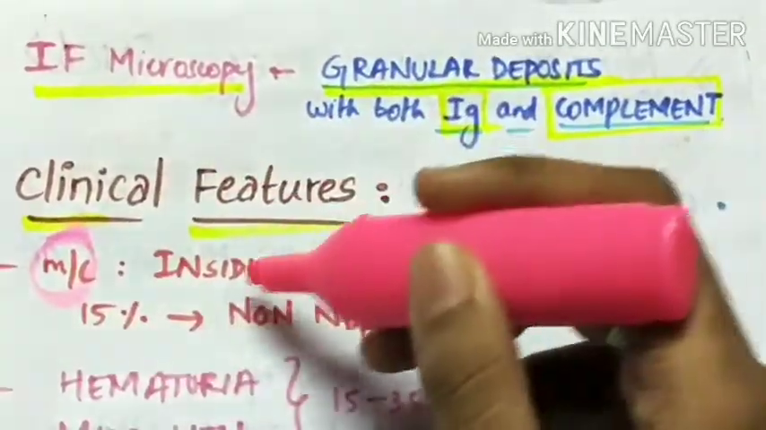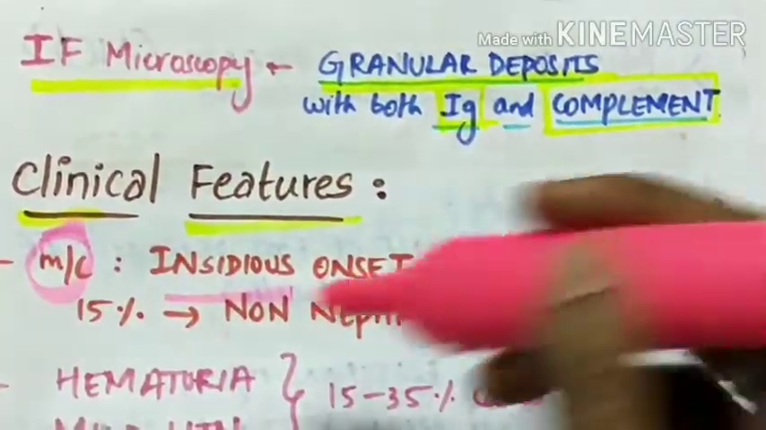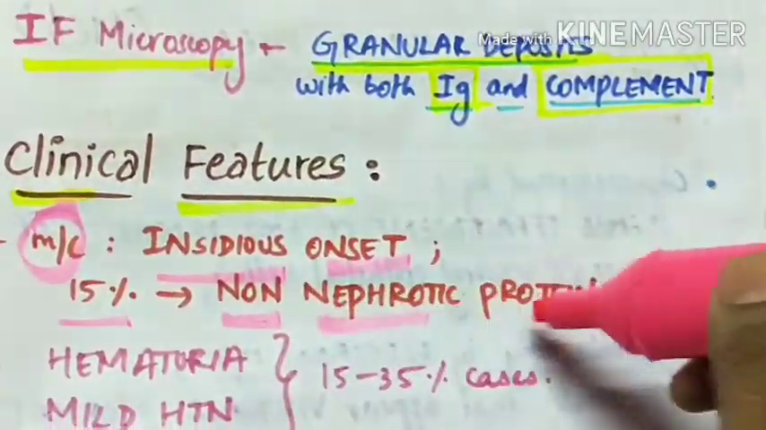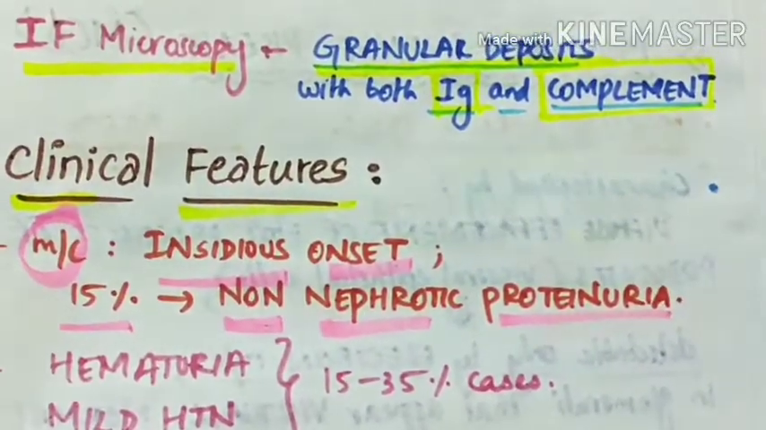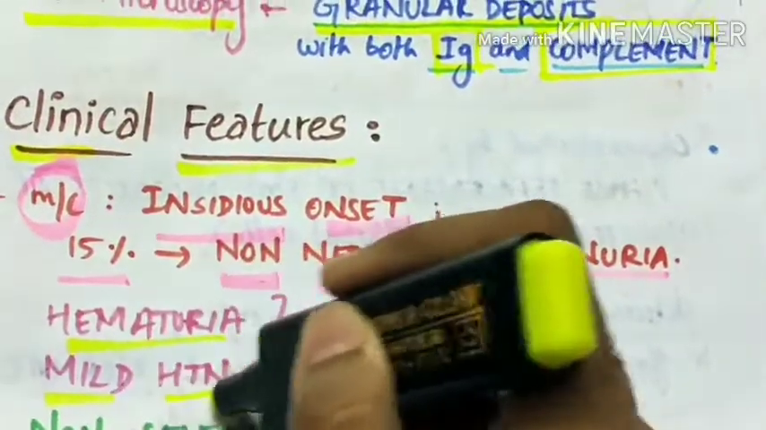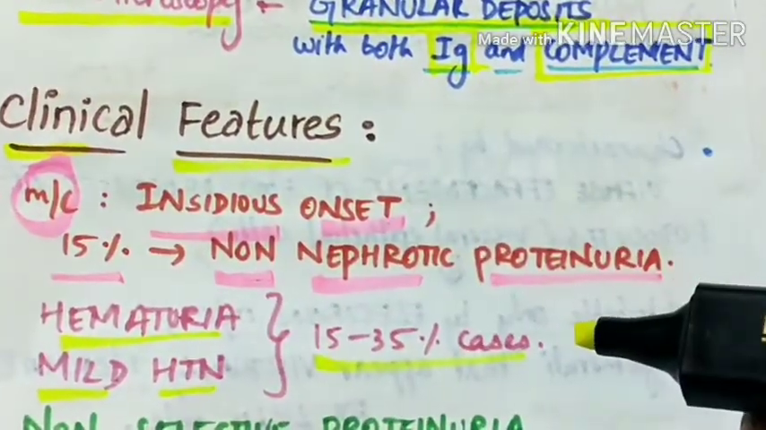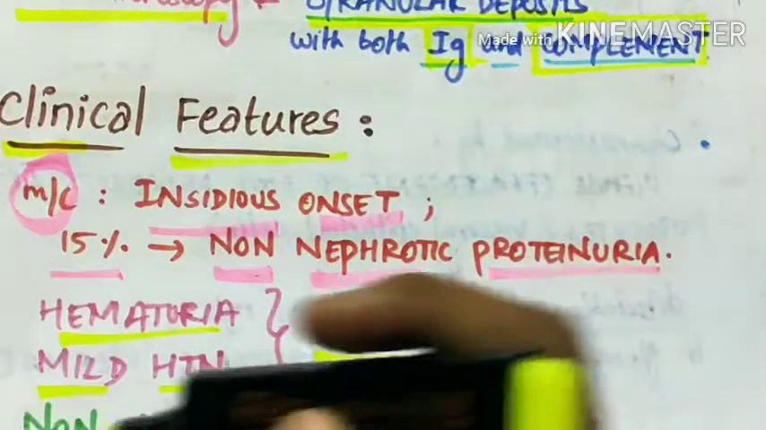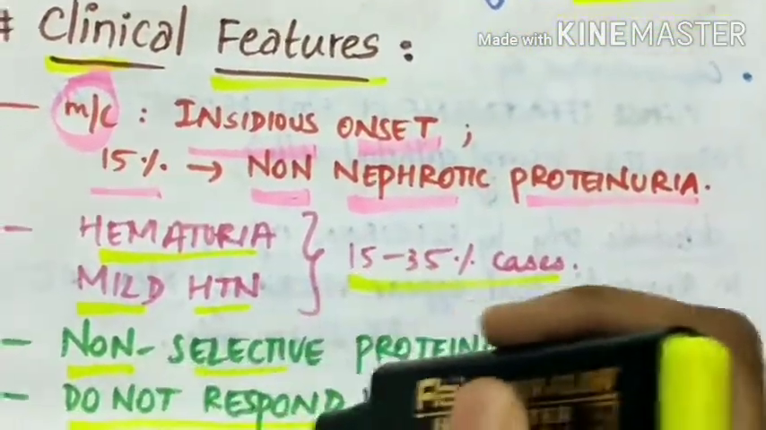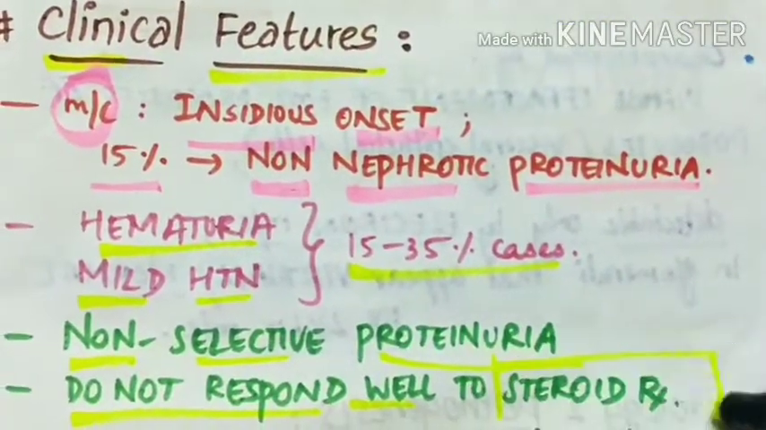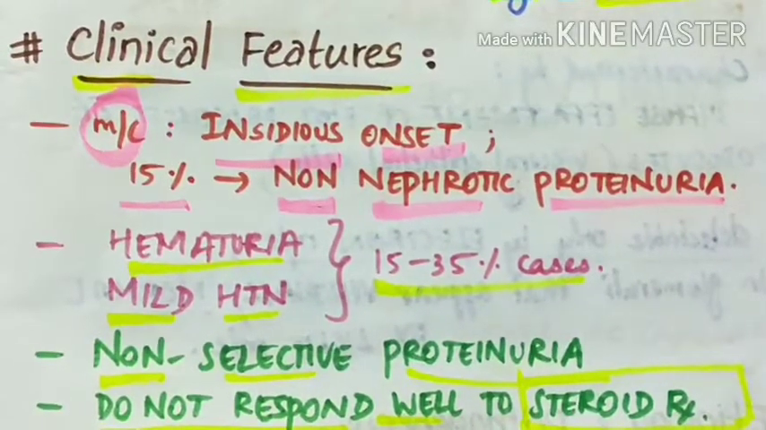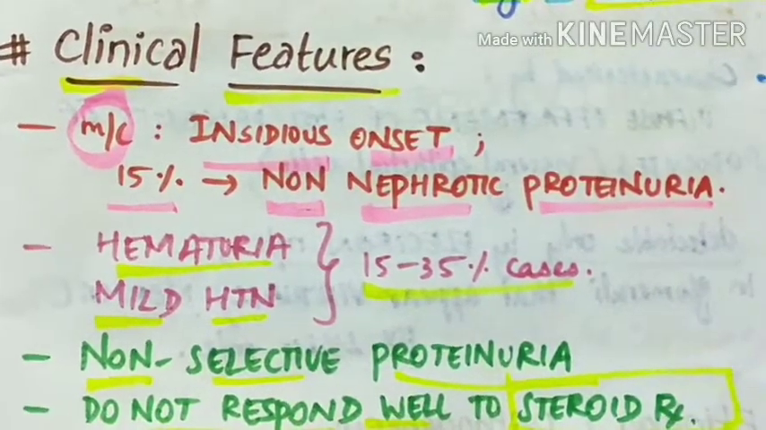Most commonly, it is insidious in onset. In 15% of cases, it can be due to non-nephrotic proteinuria. It is accompanied with hematuria and mild hypertension in 15 to 35% of cases. There is non-selective proteinuria and it does not respond well to steroid therapy. So membranous nephropathy does not respond well to steroid therapy.